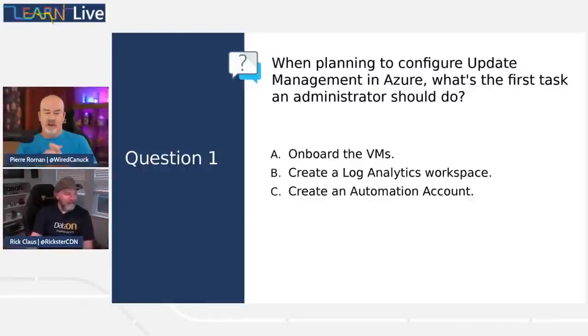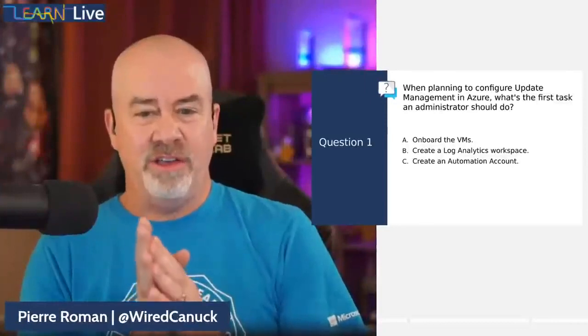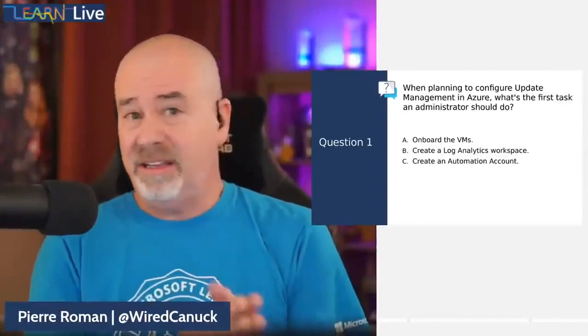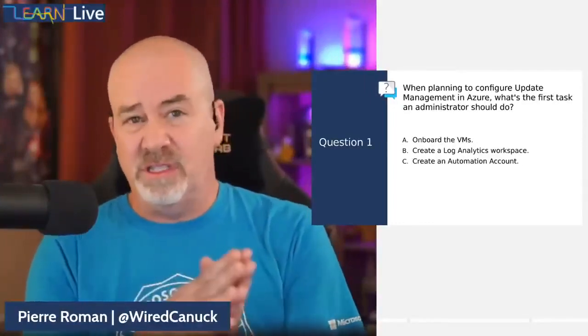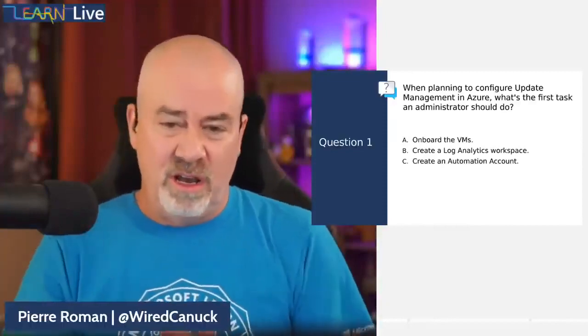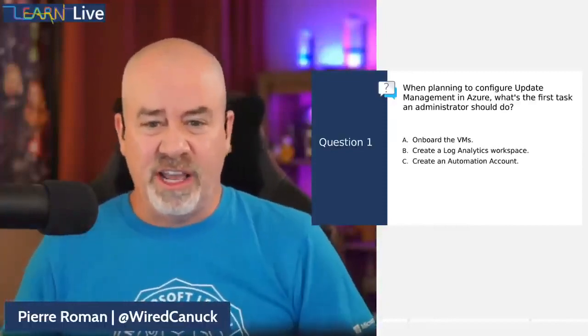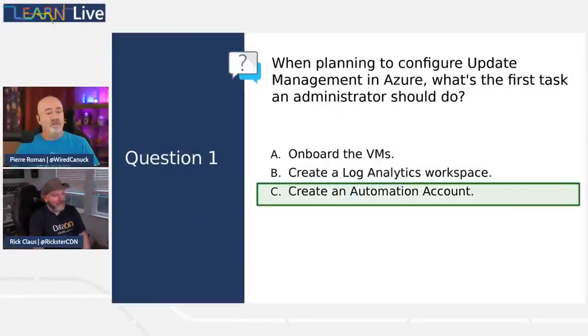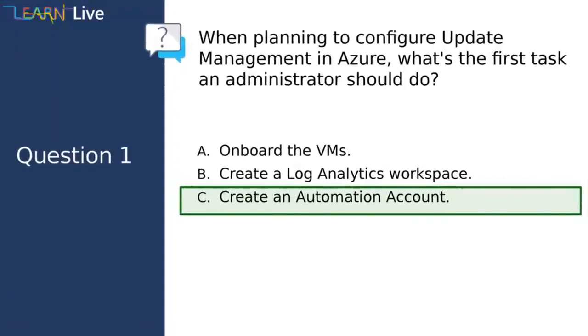Well, this one's a tricky one because you could have your log analytics workspace pre-created, or you could create it first. It doesn't necessarily make a difference as to whether or not you create it ahead of time or you create it when you're creating your automation account. Yeah, and I know you don't onboard the VMs right away because you've got nothing to onboard them into, right? That's right. So that would mean it would be C, create your automation account? I think so. By process of elimination, that's right. Create an automation account.